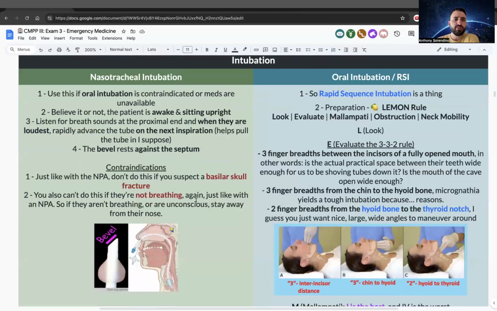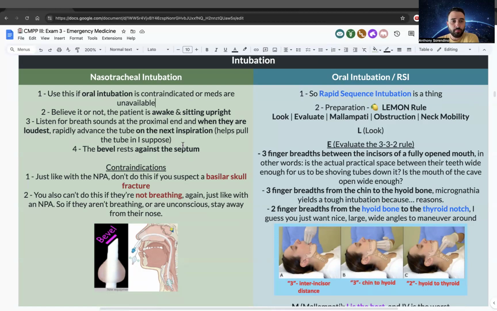All right, there's this thing called nasotracheal intubation. You can use this if oral intubation is contraindicated for whatever reason, or you don't have meds, or maybe they're allergic to meds. They have to be awake and sitting upright. I don't know, why would you even be talking about oral intubation if they're awake? I mean, I guess you don't have to be unconscious. You could have a low GCS and still be technically conscious. Yeah, this is an interesting one.